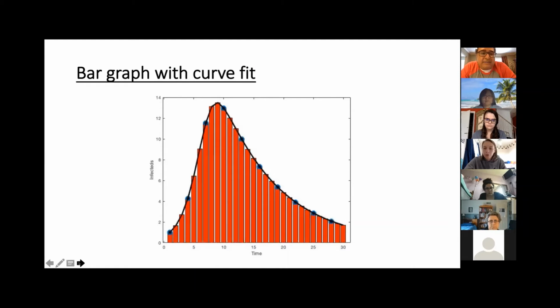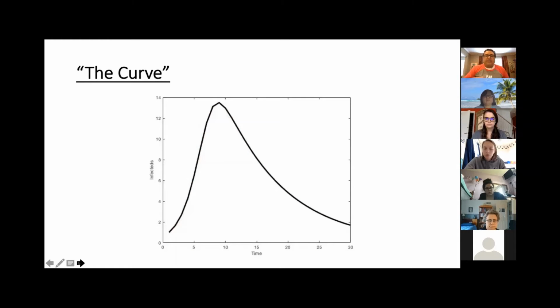And I then fit a curve, and I clean it up. I remove all the curve and all those points. And here we have that famous curve that we have been seeing in the media all this time.